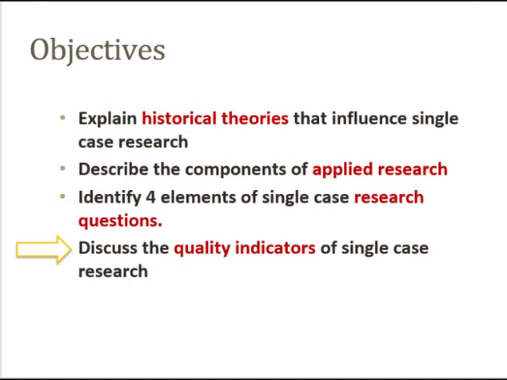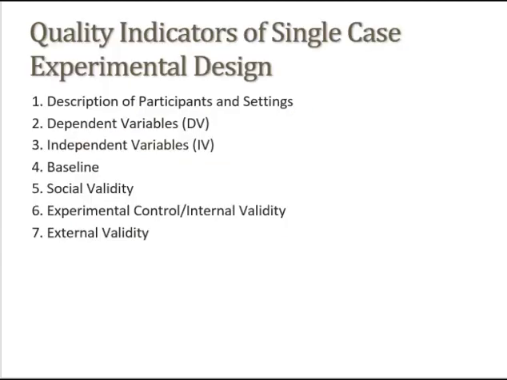The final segment of this presentation overviews quality indicators of single case research. Several professional organizations have contributed to the development of quality indicators that can be used to evaluate the overall quality of single case research. One example is the National Technical Assistance Center on Transition, NTAC's Quality Indicator Checklist. Another example is the What Works Clearinghouse Pilot Standards. Ultimately, there's a broad agreement on standards for demonstrating methodological rigor in single case research.